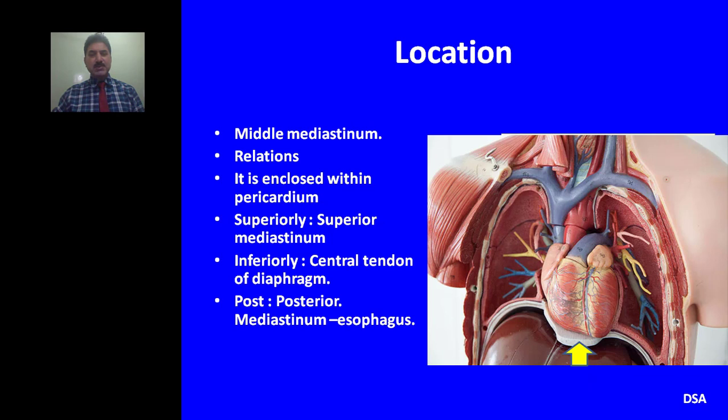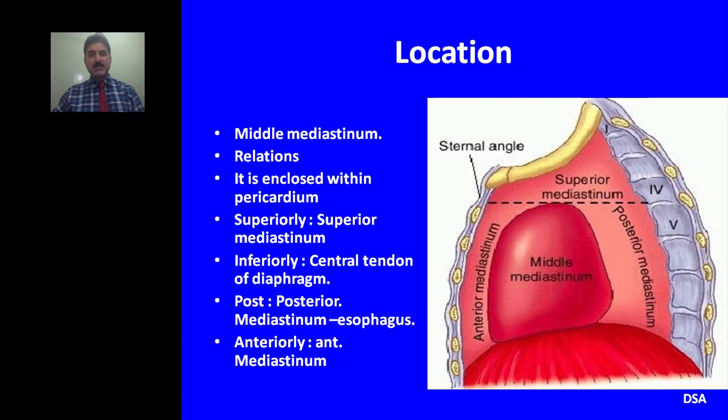Posterior to heart lies posterior mediastinum containing esophagus, which forms immediate posterior relation with the anatomical base of heart. Anteriorly lies anterior mediastinum. As shown in the simplified diagram, heart lies in the middle mediastinum. Inferiorly, it rests on central tendon of diaphragm. Posterior to it is posterior mediastinum containing esophagus. Esophagus is related anteriorly to the anatomical base of heart. Anteriorly is anterior mediastinum lying posterior to the sternum and costal margins, and superiorly lies superior mediastinum.